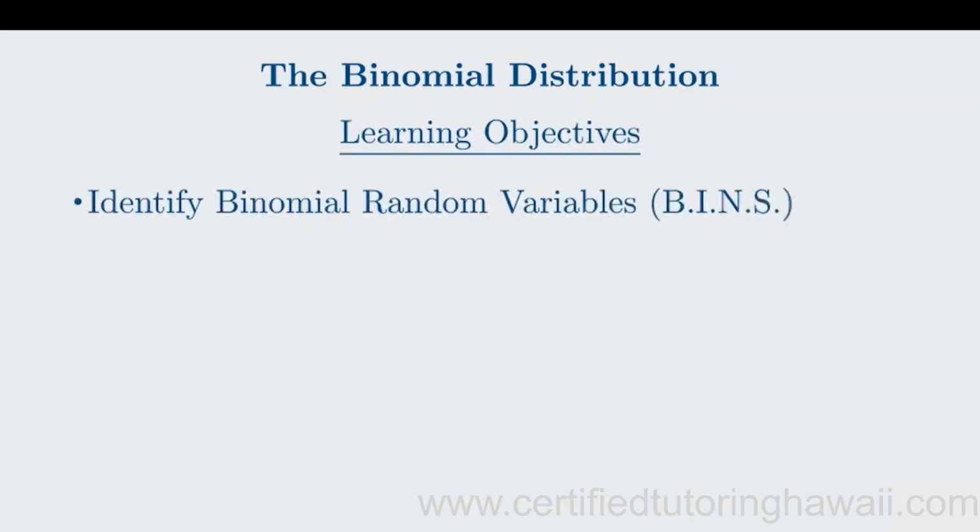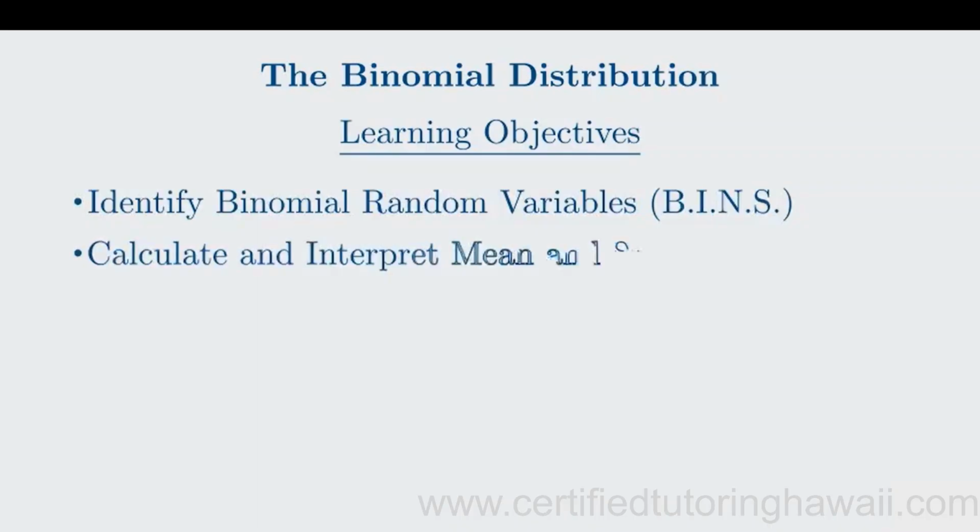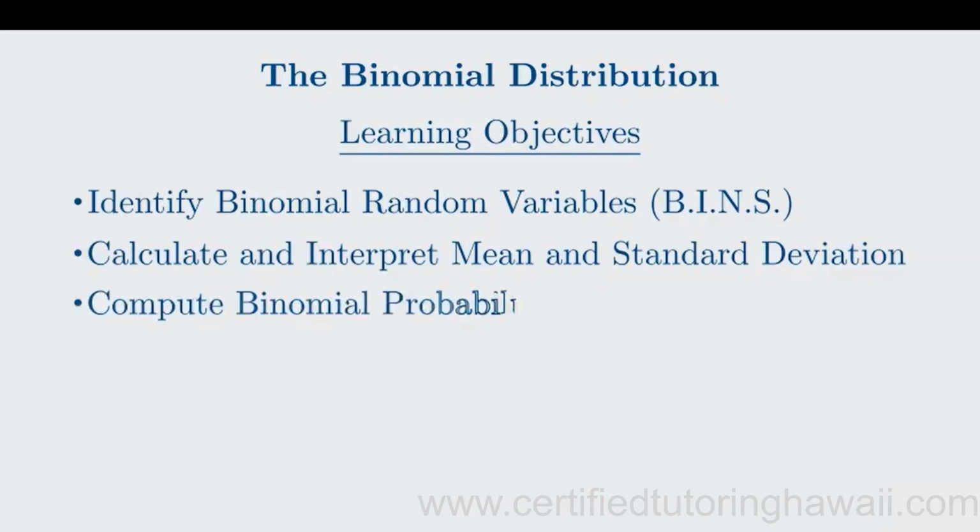Welcome to AP Statistics. Today, we are exploring one of the most important concepts in probability, the binomial distribution. By the end of this lesson, you will be able to identify binomial random variables, calculate their mean and standard deviation, and use the binomial formula to find the probability of specific outcomes. We will break this down into three parts: defining the criteria, calculating the center and spread, and finally, calculating the likelihood of events. Let's get started.